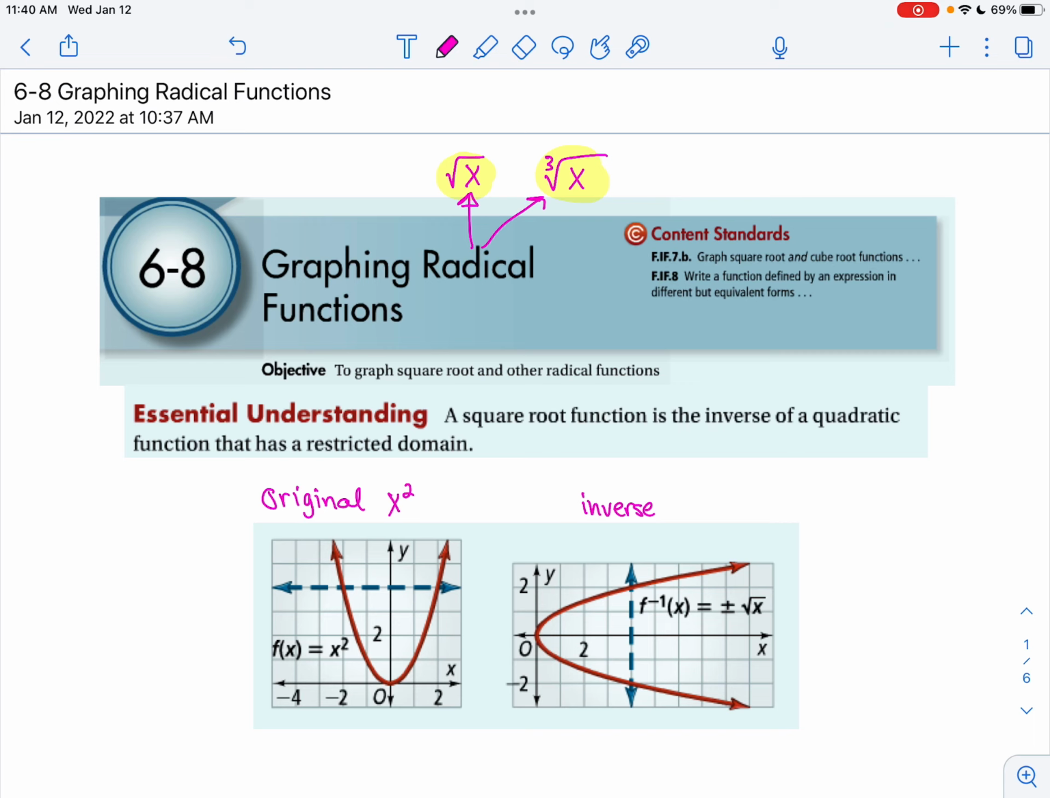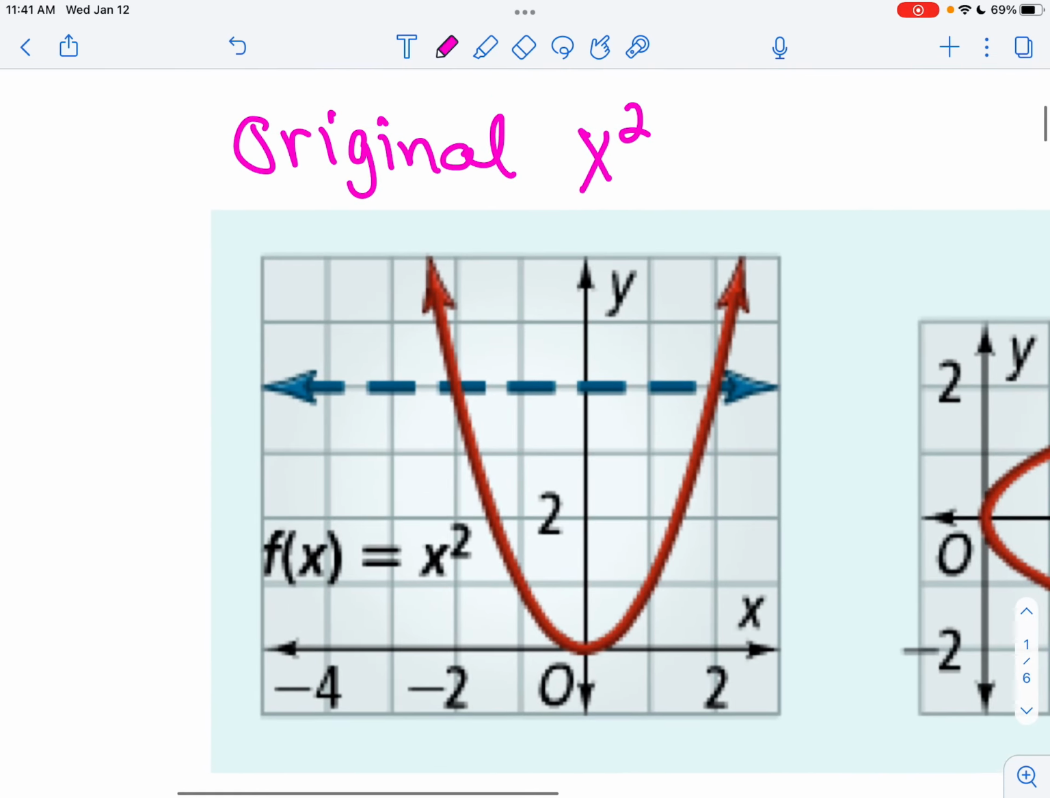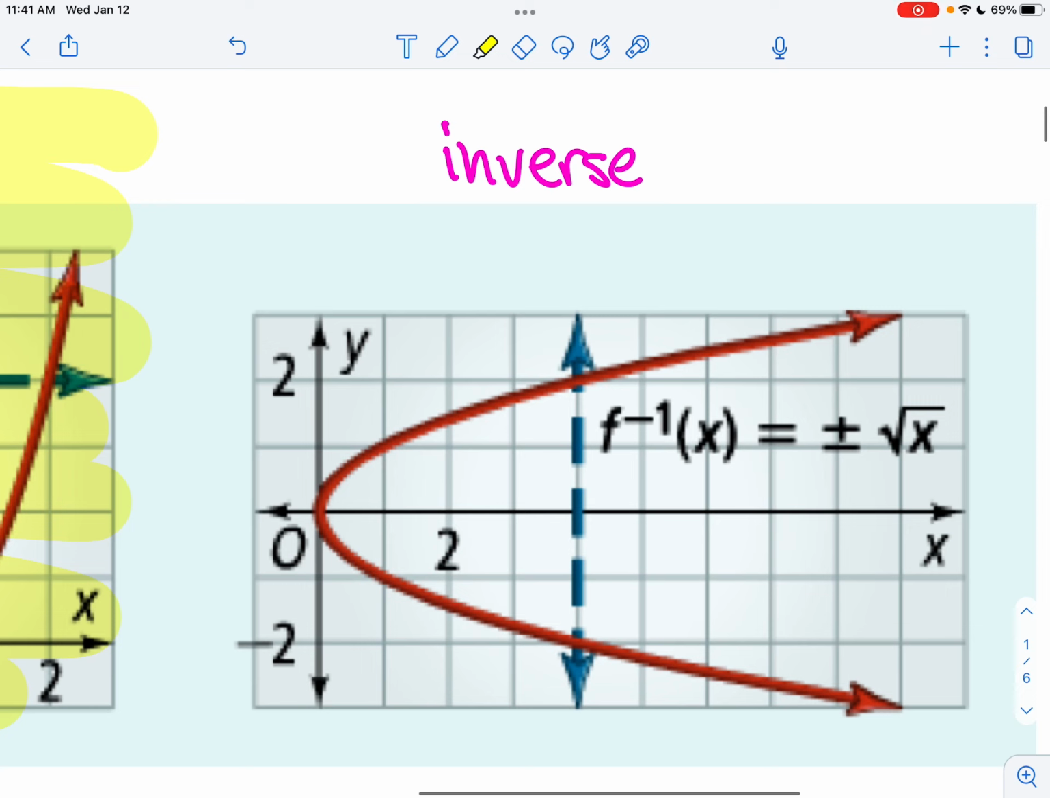Now, essential understanding, you need to know that a square root function is the inverse of a quadratic function that has a restricted domain. Let's zoom in here. We've already talked about this. Let's say that you are given a parabola. The inverse of that, we talked about this, look at your chart if you need to, is a positive and a negative square root graph. We indicated that yesterday when we were talking about stuff on that chart.